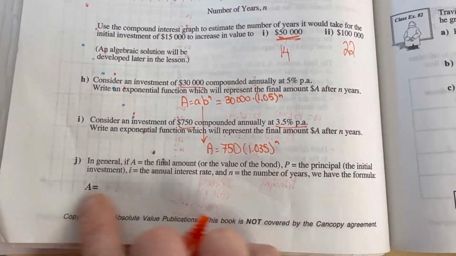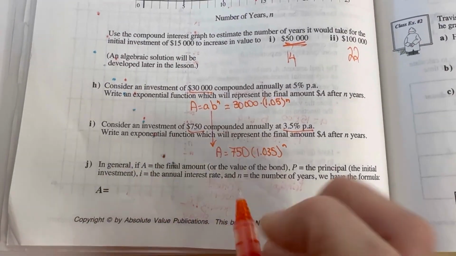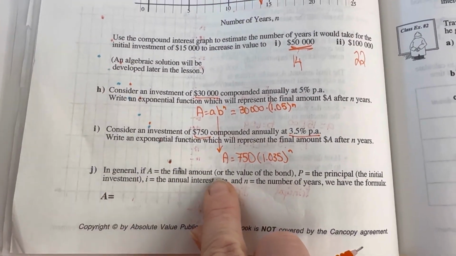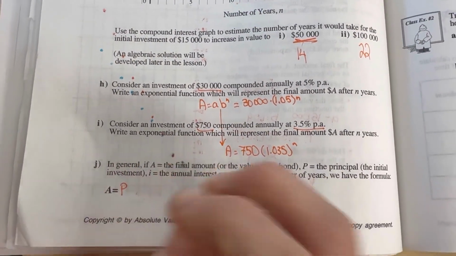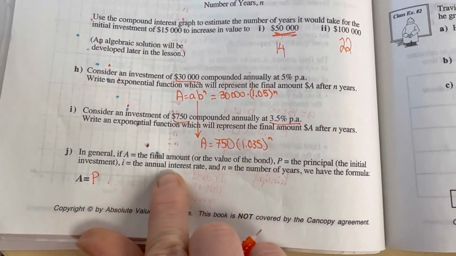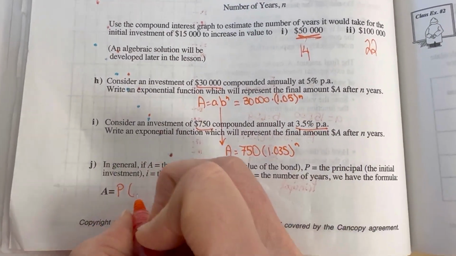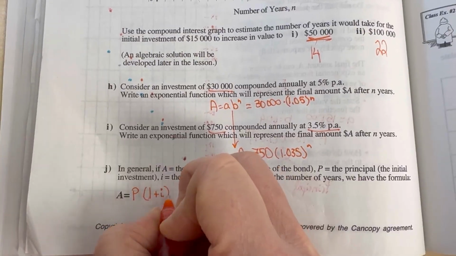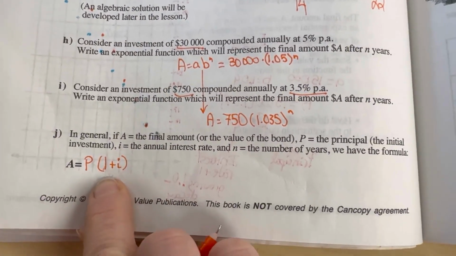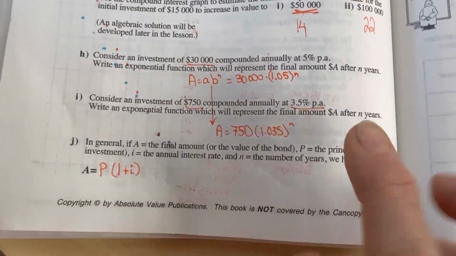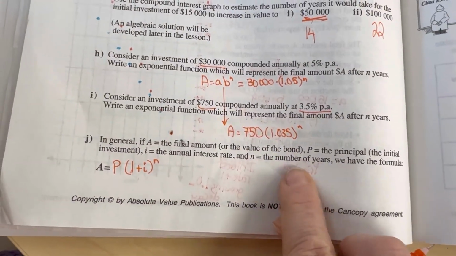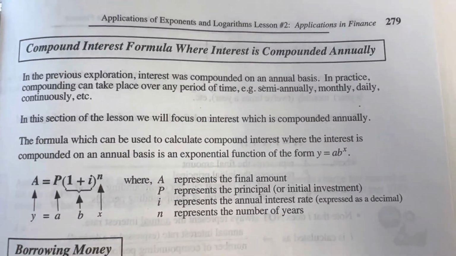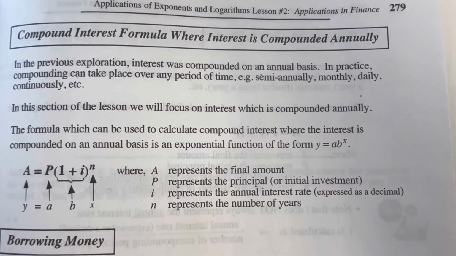Okay, so in general, if A is the final amount, or the value of the bond, P is the principal, and i is the annual interest rate. The annual interest rate, we always add it to 1 because that represents the 100% carrying over. And then n is the number of years, and we have that formula, okay? Which is explained up here, all right?